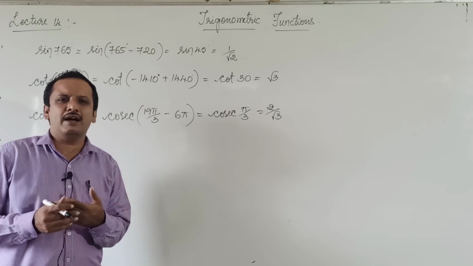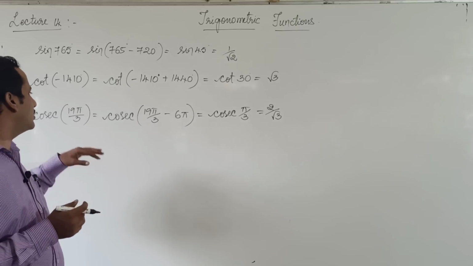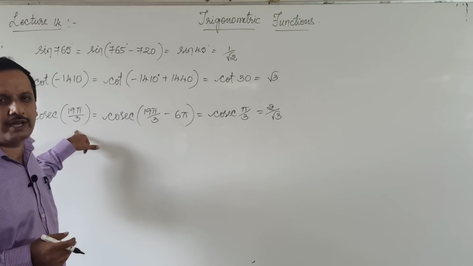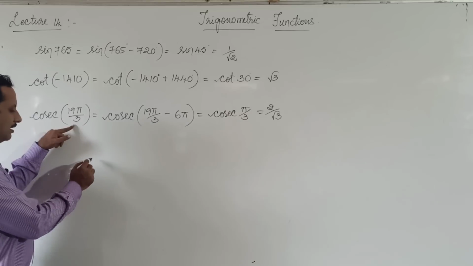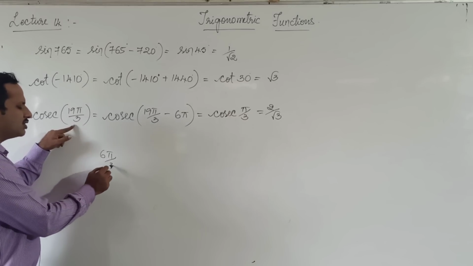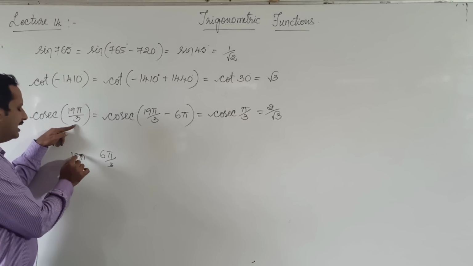Suppose you don't know how much we have to subtract. You only know that this is greater than 2 pi, right? Clearly, because 6 pi by 3 means 2 pi. Here I am talking about 19 pi by 3.